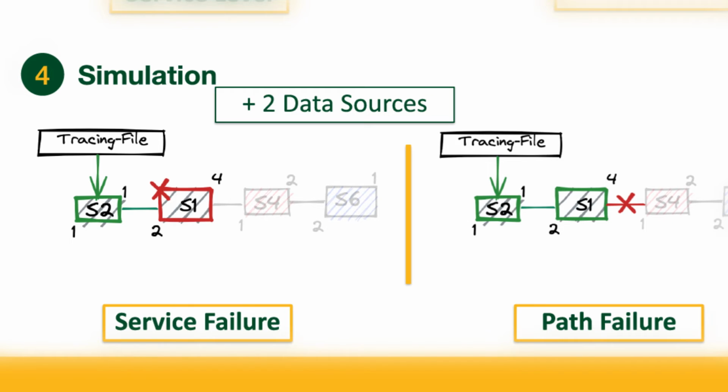This feature supports two different simulation data sources. The first is providing mocking data for the initial service in that path, and the second one is providing a tracing log file that enables automated path detection and simulation.